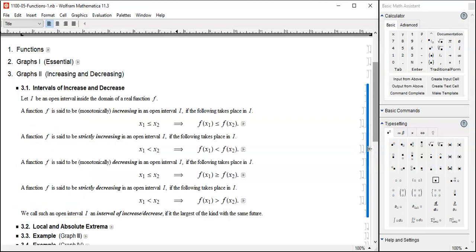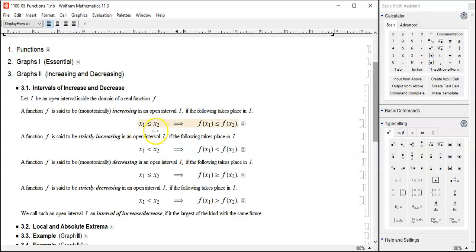Let I be an open interval inside the domain of a real function f. We'll say f is increasing in that interval I if it satisfies this condition. And what does it say? As x increases from x1 to x2, the function value f of x1 increases to f of x2. So as x increases, the y-coordinate, the function value, also increases.